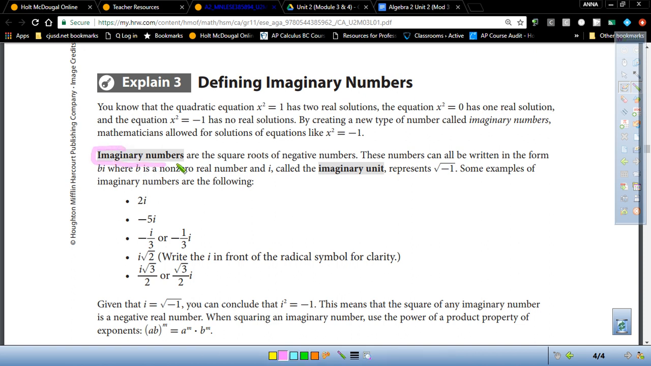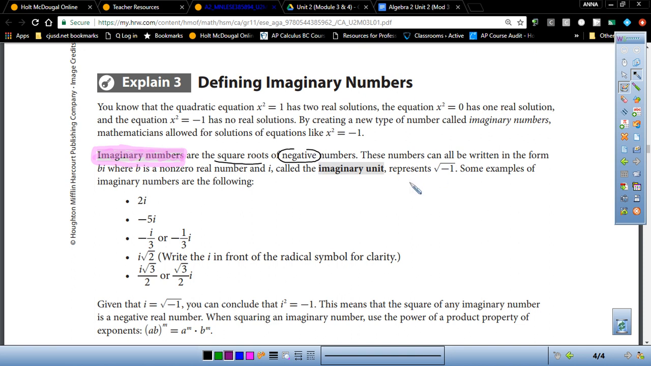So imaginary numbers are the square roots of negative numbers. They can all be written as a form of bi. Okay, we represent it as bi. And so b and i each have their own components. b is considered our real number component, and i is our imaginary unit, which represents square root of -1. So keep that in mind. i represents square root of -1. So i equals square root of -1.